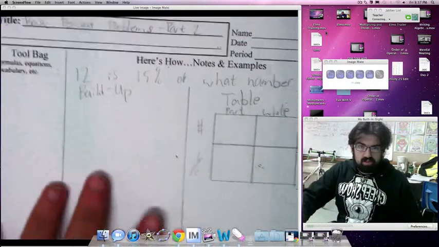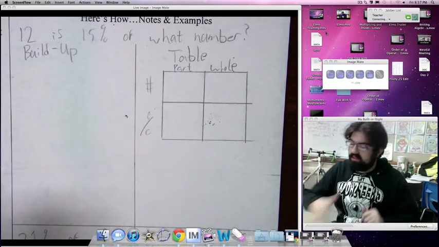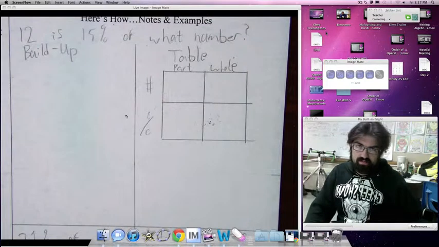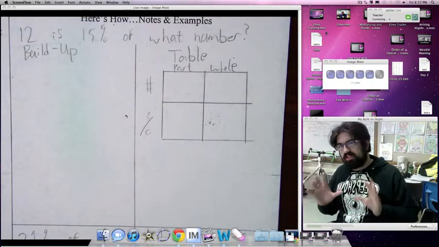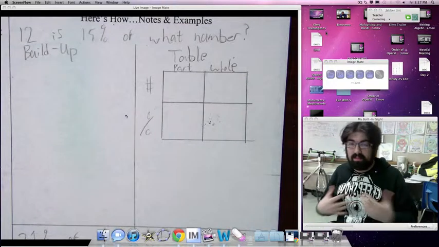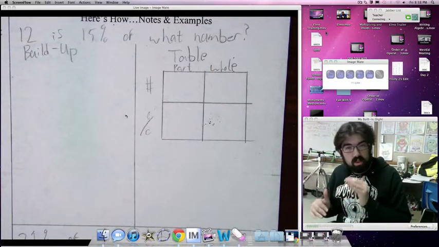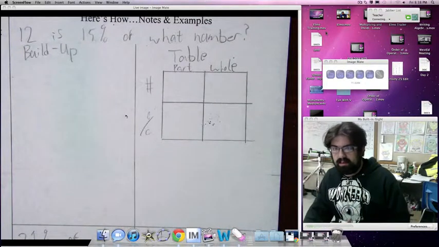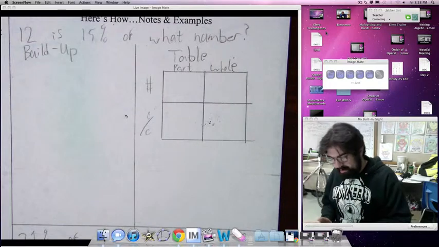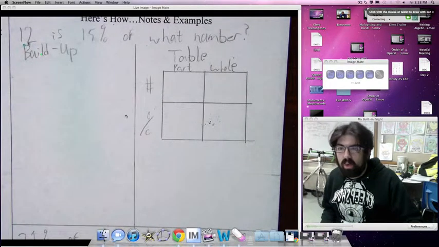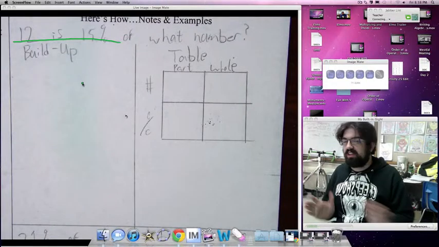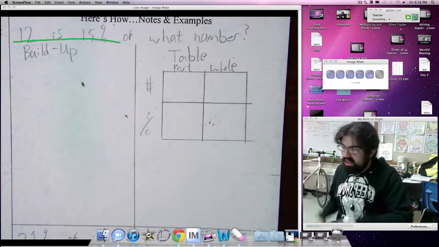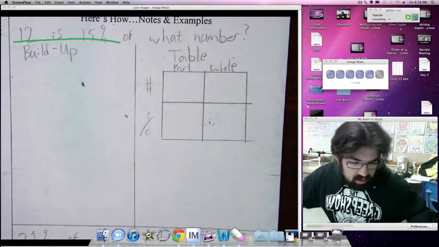So first off, let's just read the question. One of two examples. 12 is 15% of what number? See how it's a little differently worded than the other question? If you went back to part one, look at your notes, read how part one is written. 12 is 15% of what number? Please underline this with me right now. 12 is 15%. Let's just stop right there. 12 is 15%. End of discussion. It is 15%.